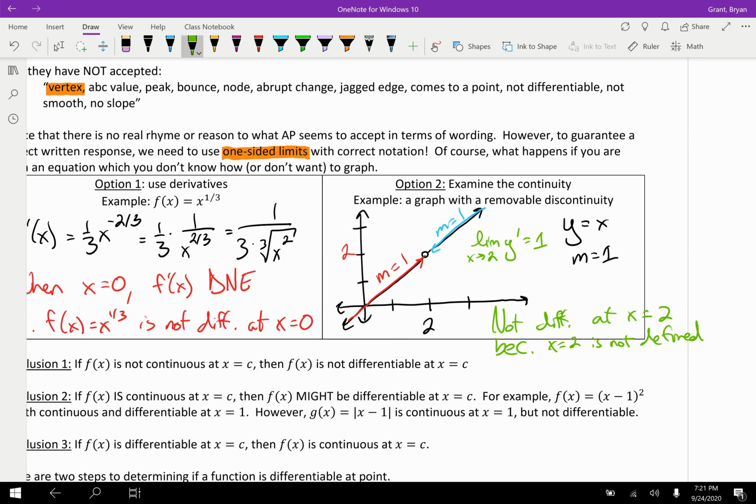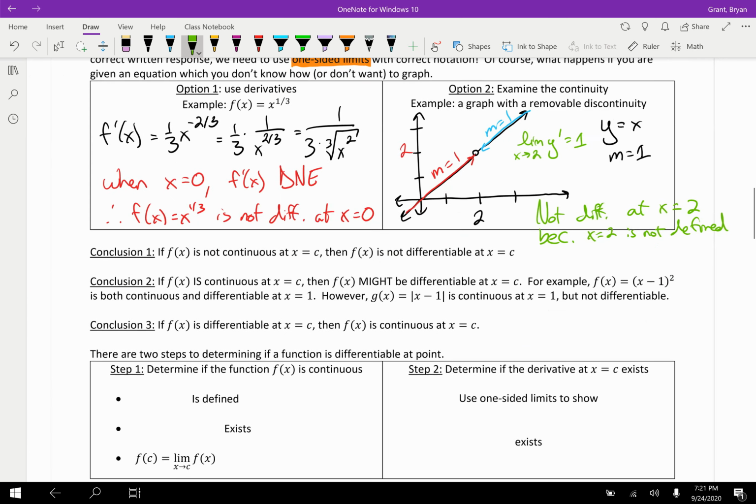Now, let's go ahead and put all of this together. We have a couple conclusions to get, and we're really going to work backwards with this. So let's start with the one we just did.